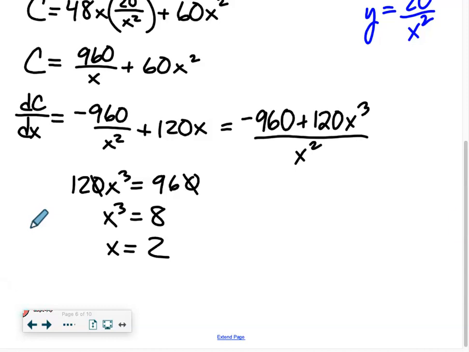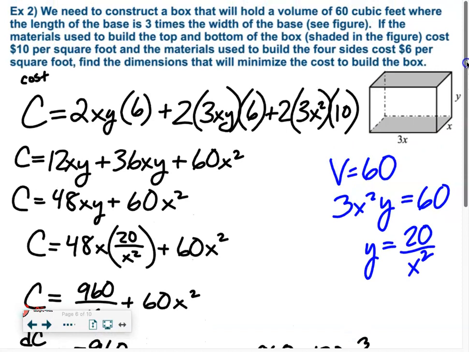So we found our x. Let's read what we're being asked for. What did they ask for? They asked for the dimensions, right? So a box has 3 dimensions: length, width, and height. So now we know the width is 2, because x is 2. What's the length? 6. We need to find the height, the y. How do we find y? Put 2 back into the 20 over x squared. Exactly. So you end up with 20 over 4, which is 5.